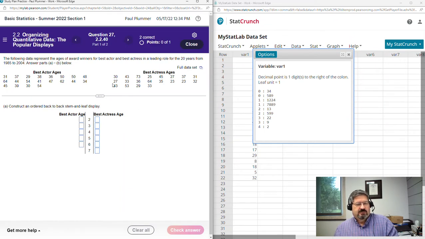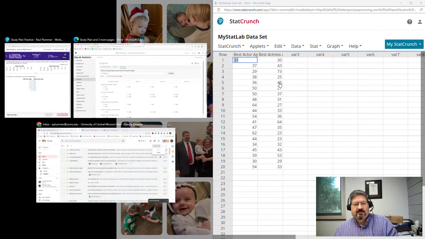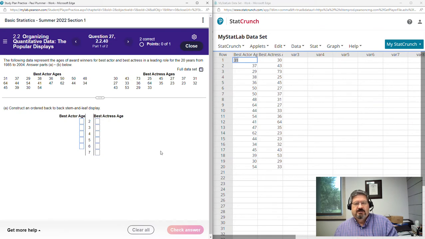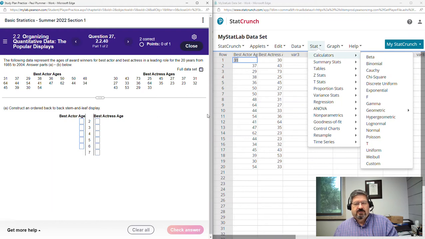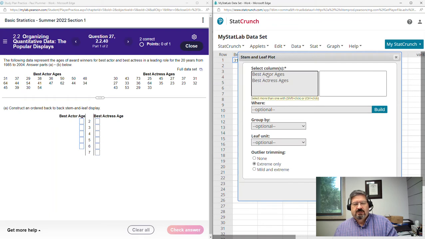Here's another example I wanted to make sure that we covered. So I'm going to go ahead and close this Statcrunch, and we're going to open our data set here into Statcrunch and get our side-to-side view. And there is no way to use Statcrunch to get a graph that looks exactly like this, but we can still use the stem and leaf. We're going to go ahead and select both.